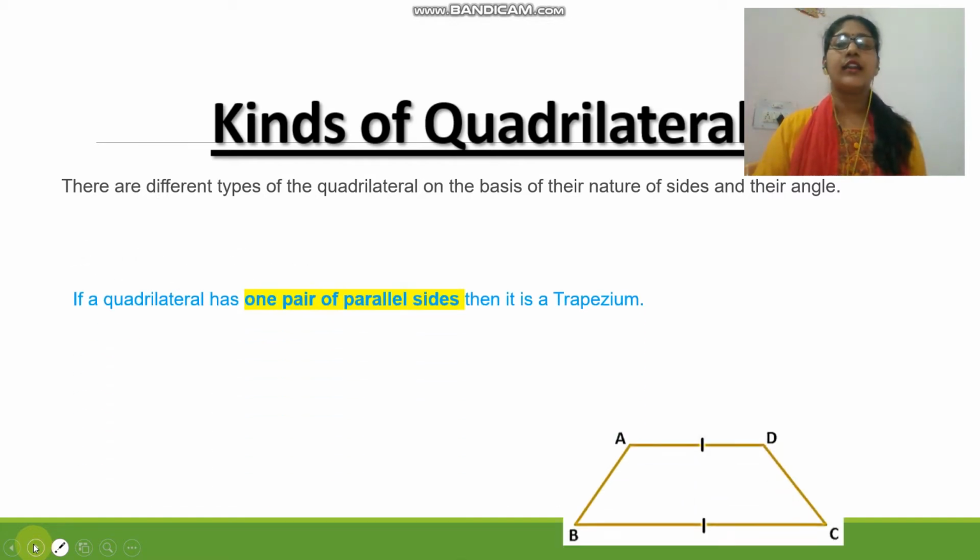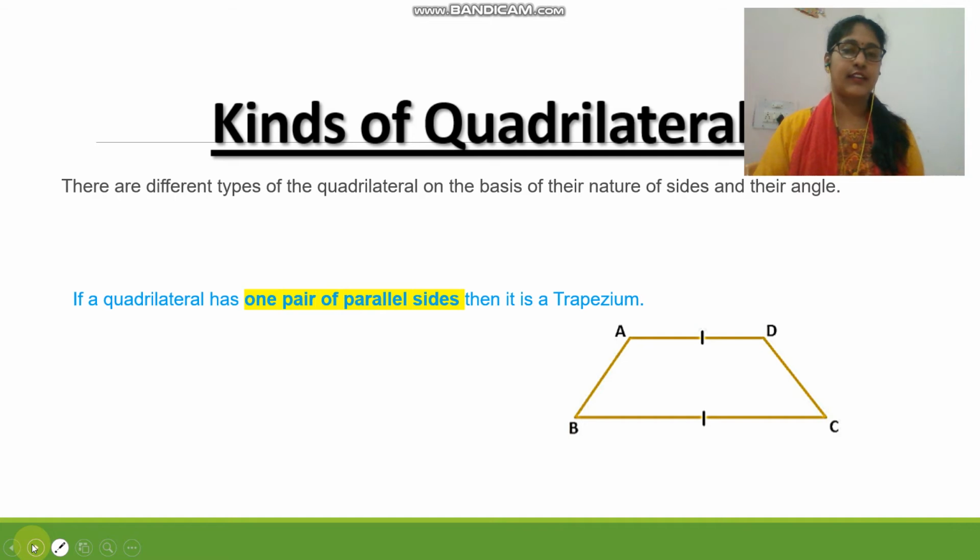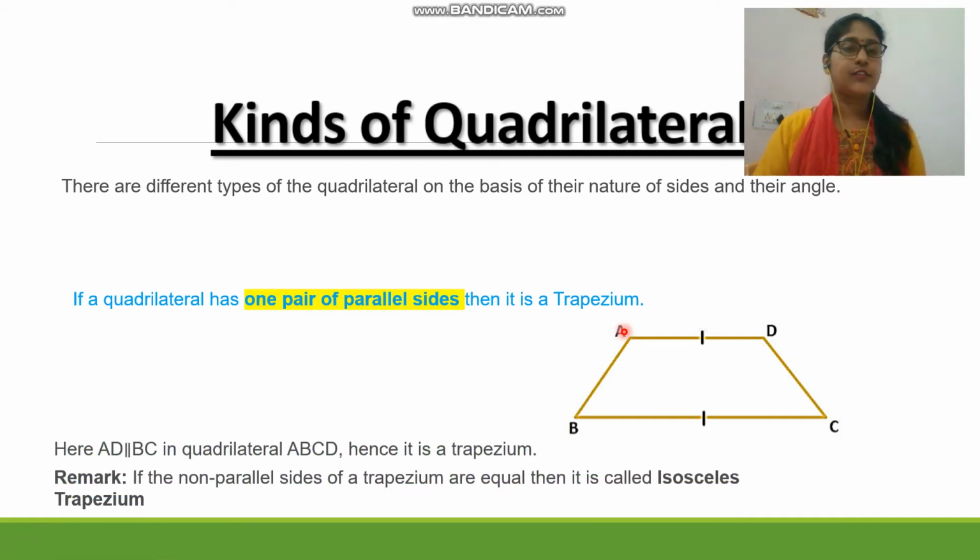If a quadrilateral has one pair of parallel sides, then it is a trapezium. In this figure, ABCD is our quadrilateral in which AD is parallel to BC. Then ABCD is said to be a trapezium. Next, if the non-parallel sides, that is AB and CD, are equal to each other, then this type of trapezium is said to be an isosceles trapezium.